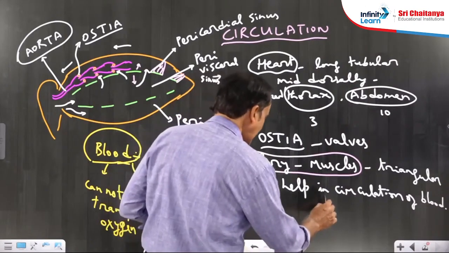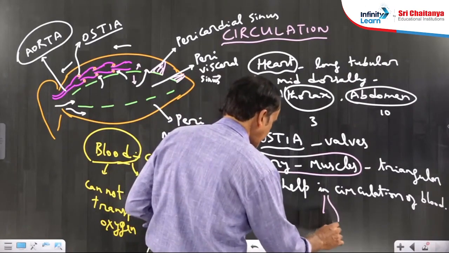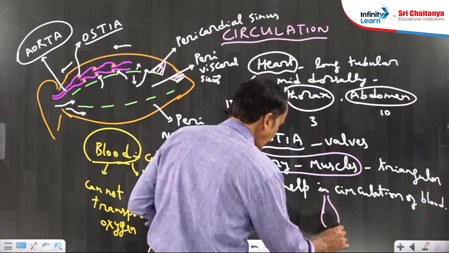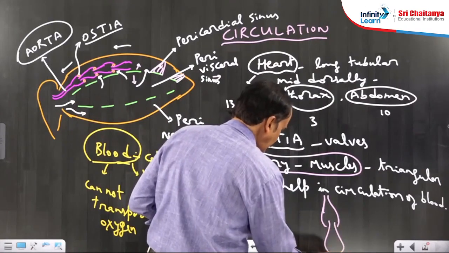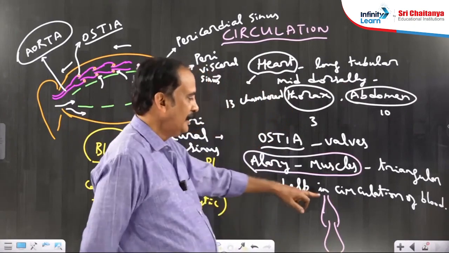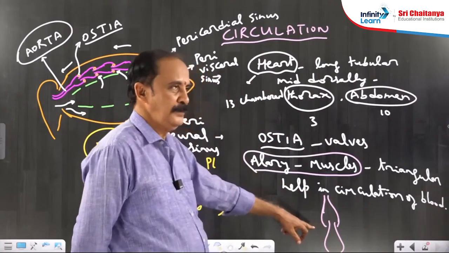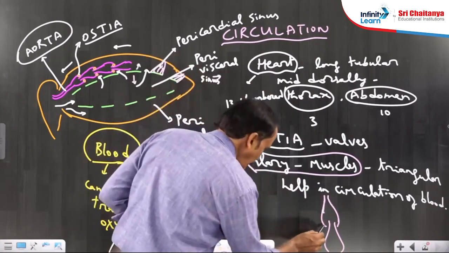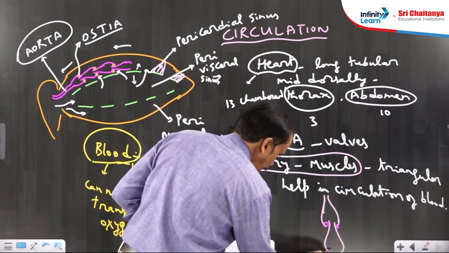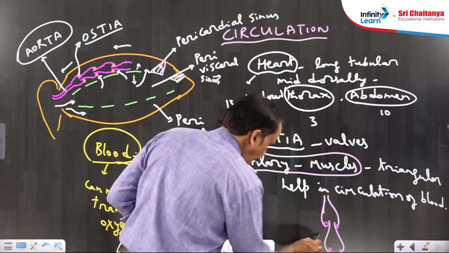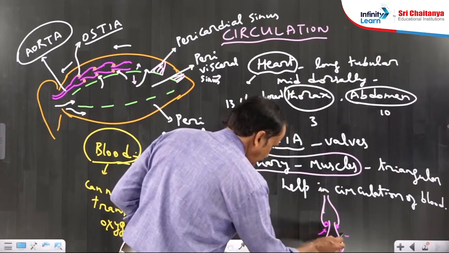I'll draw two heart chambers to give you an idea. They are funnel shaped. This is the narrow anterior end, this is the broad posterior end. Each chamber is provided with a pair of openings called the ostia. Through these ostia, blood enters into the heart.